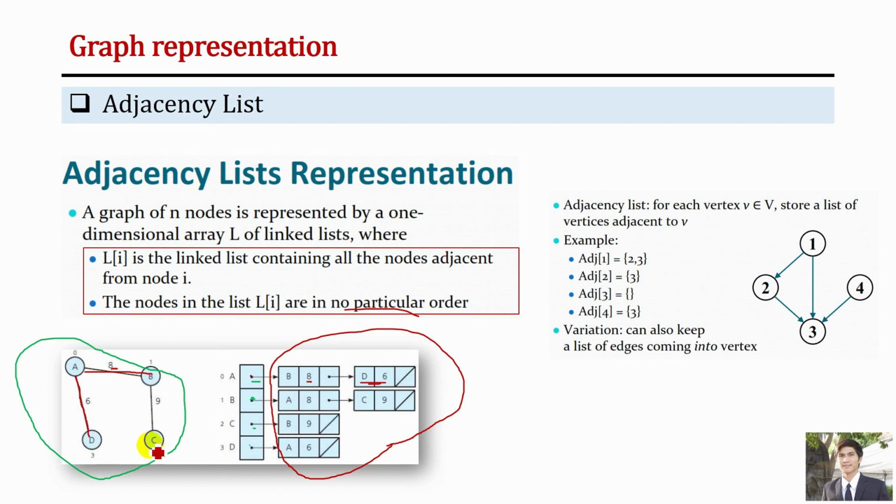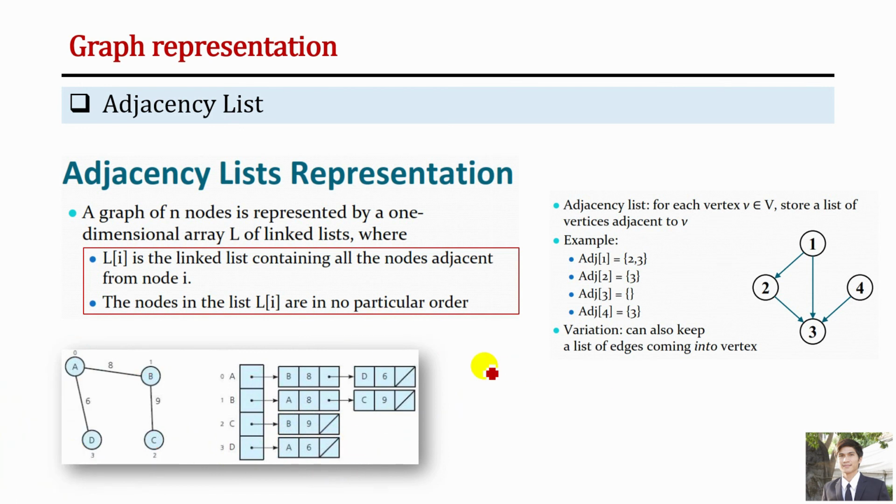And focusing on vertex C here, there is one edge, right? It connects from C to B, and the weight is 9. So for node C, we have the other node adjacent to C, which is B, and the weight is 9. There are no more adjacent nodes, so we just put it here. It's quite similar to a hash table a lot.